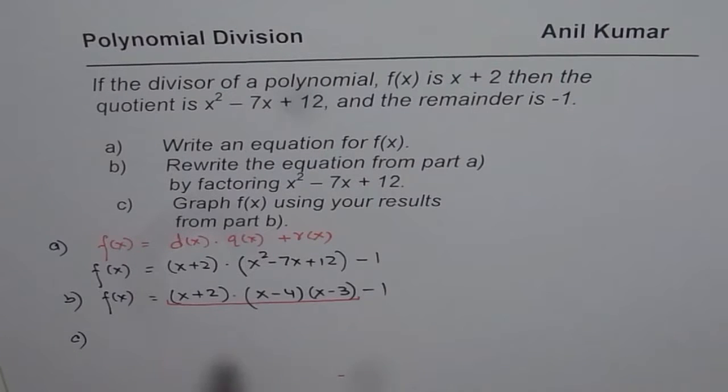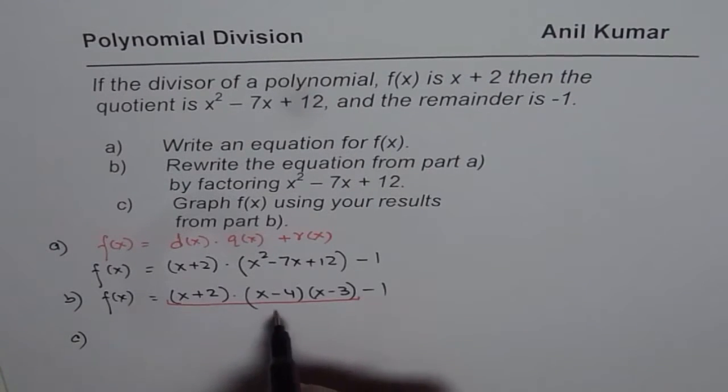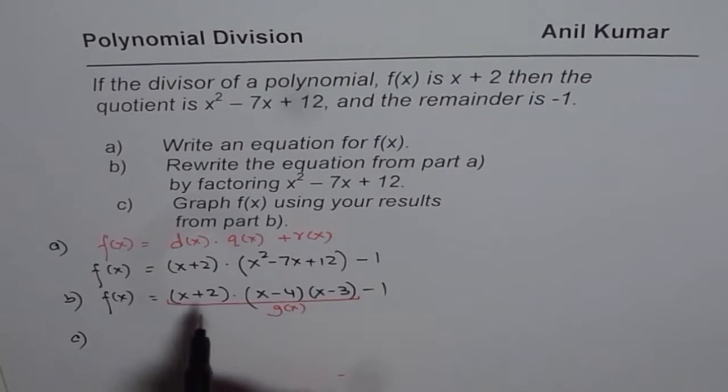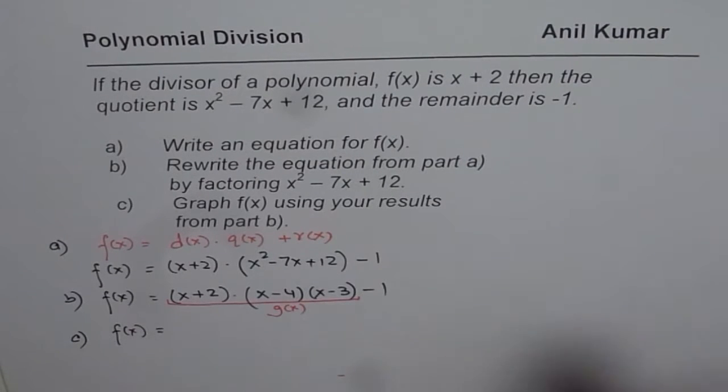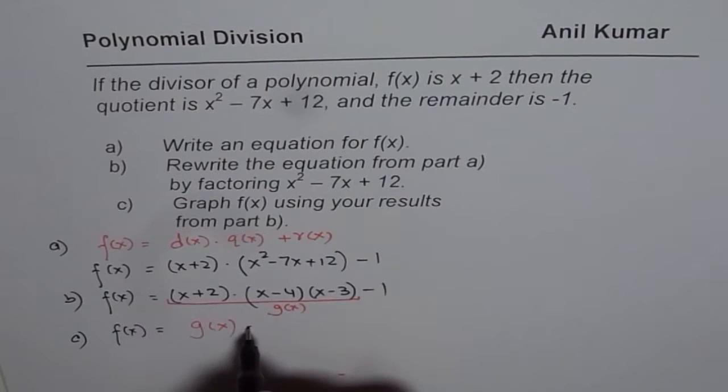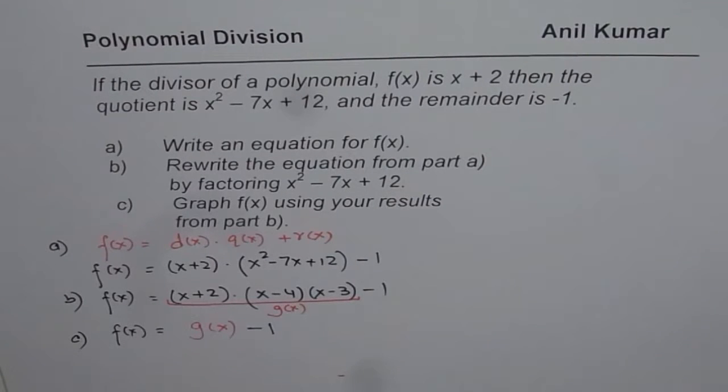What you need to do is rewrite this function as if it's a combination of two functions. Let's say this factored term is g of x. In that case, I can write f of x as equal to g of x minus 1. Do you get the idea? So that is what is required here. So it's kind of a tricky question. You need to understand what your teacher wants and then answer. So now I think it is much simpler than what it was. So let's now try to sketch this function.